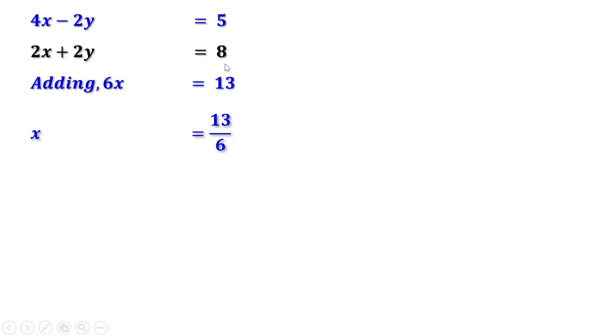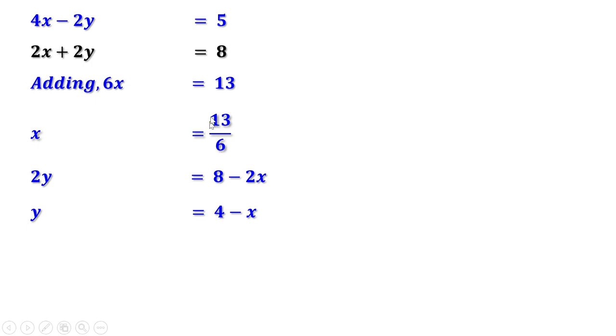From the second equation, we get 2y equal to 8 minus 2x. We can divide each of these terms by 2. When we divide 2y by 2, we get y. When we divide 8 by 2, we get 4. When we divide minus 2x by 2, we get minus x. So this can be written as y equal to 4 minus x.